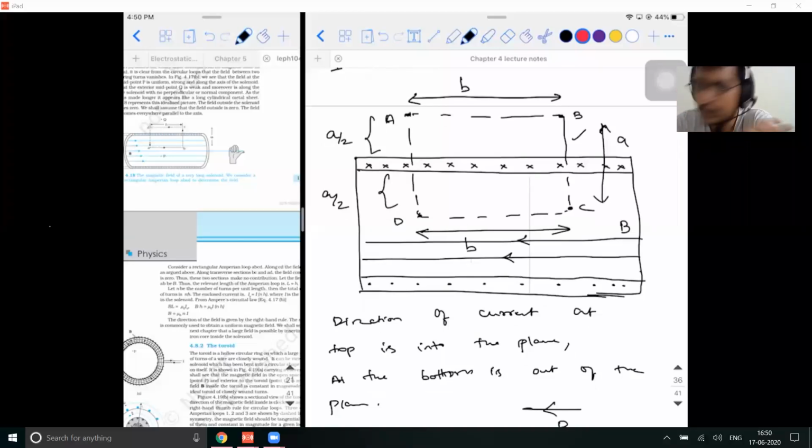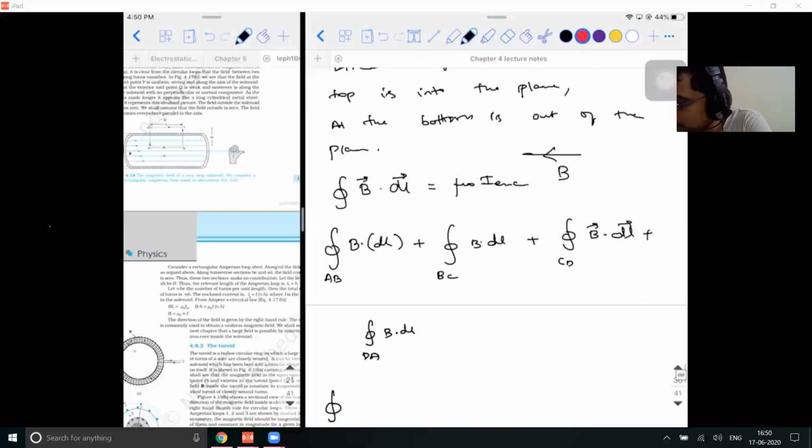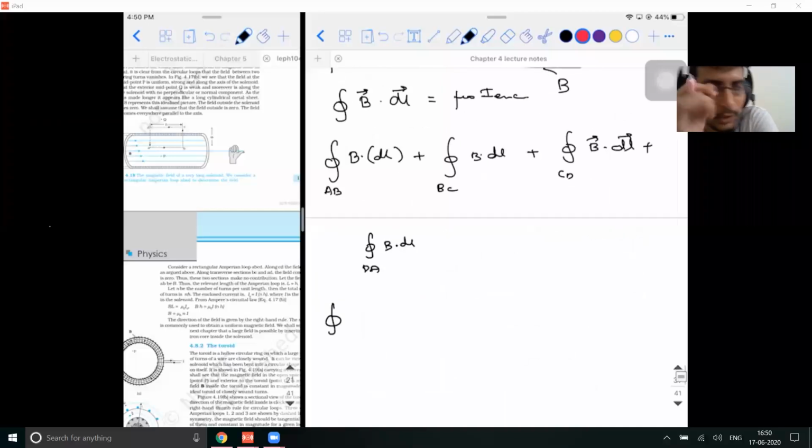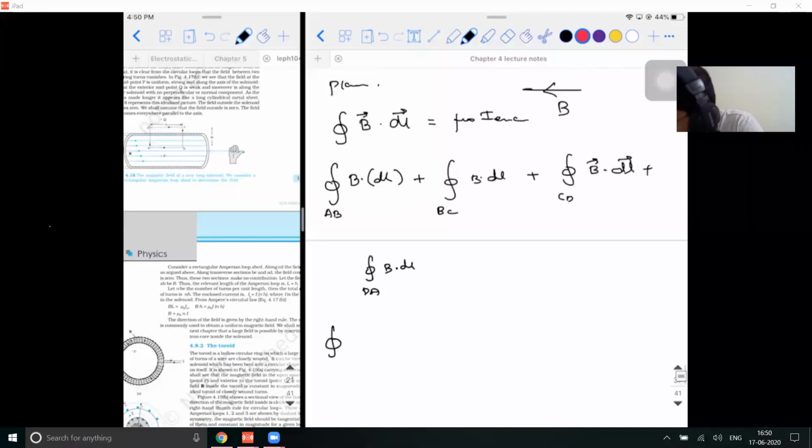magnetic field present outside. You please make a note of it. For a long solenoid, write it down: there will be no magnetic field present outside it. Okay, at least close to the surface. Why it is so, I'll explain in the next class because I want to complete this derivation. So the surface integral of AB will be 0.